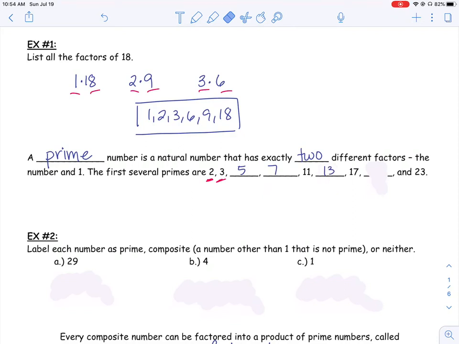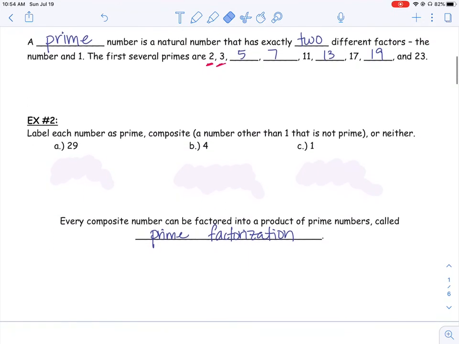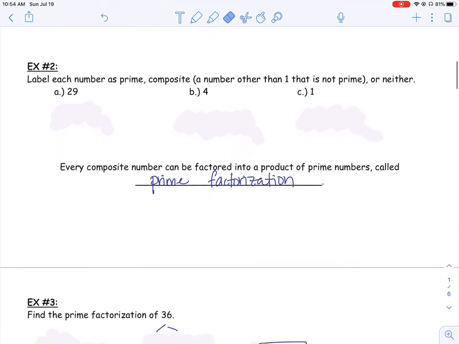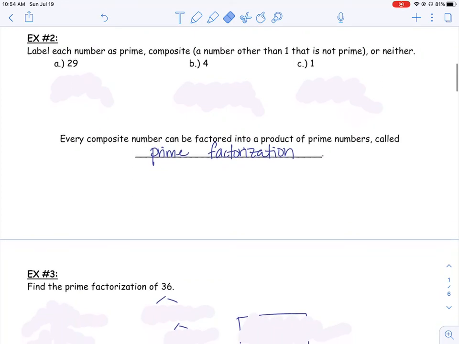13? 17? How about 19? And 23 are the first several prime numbers. Out of those numbers, the only factors of all of those numbers are 1 and itself. We call those prime numbers. So prime numbers are important because they're going to help us break down our values into prime numbers, numbers that are only divisible by itself and 1.